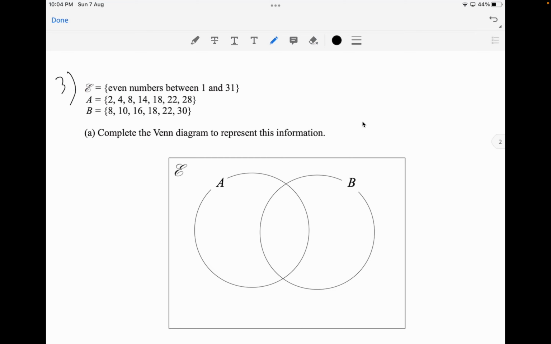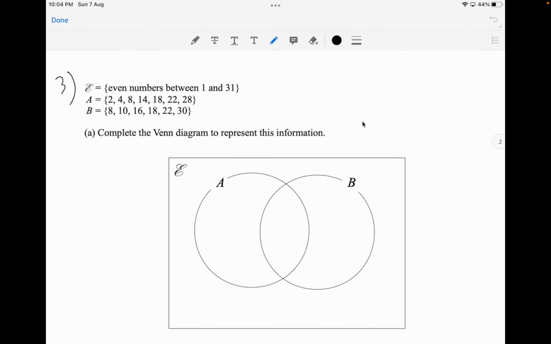Let's move on to the next question. Now the third question is somewhat involving a bit of sets. Alright, so here, like I said, this symbol means it's a universal set. Since it's a universal set, you're going to leave it just as it is.